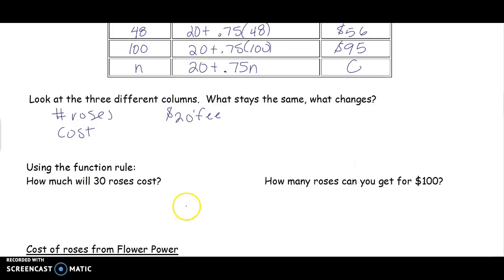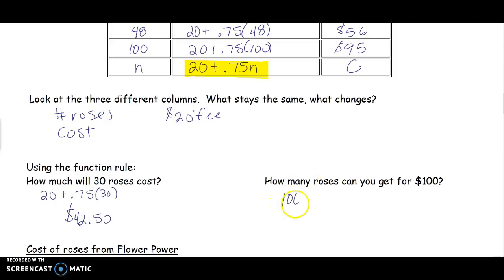Using the function rule, this is our function rule right here, what would the cost of 30 roses be? So if we said 20 plus 0.75 times 30, you would have, sorry, I'm doing my calculations, it would cost you $42.50.